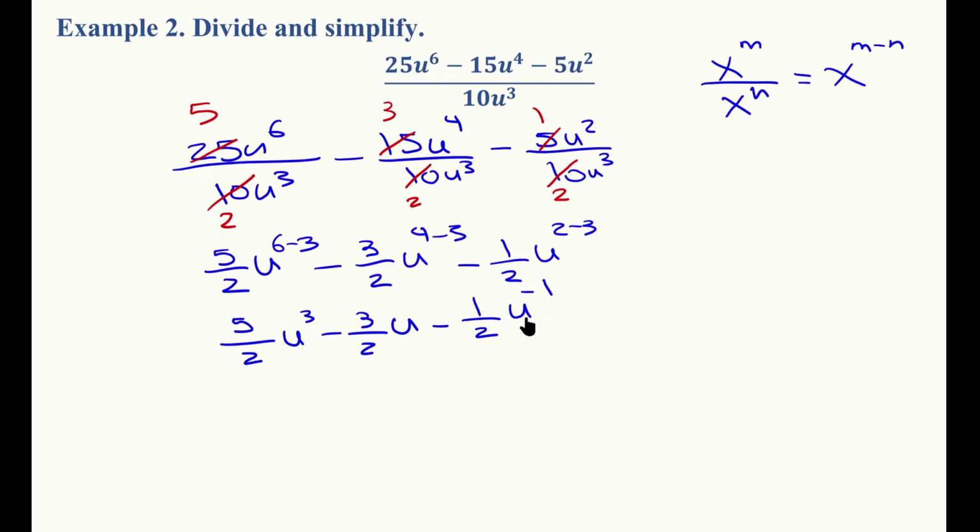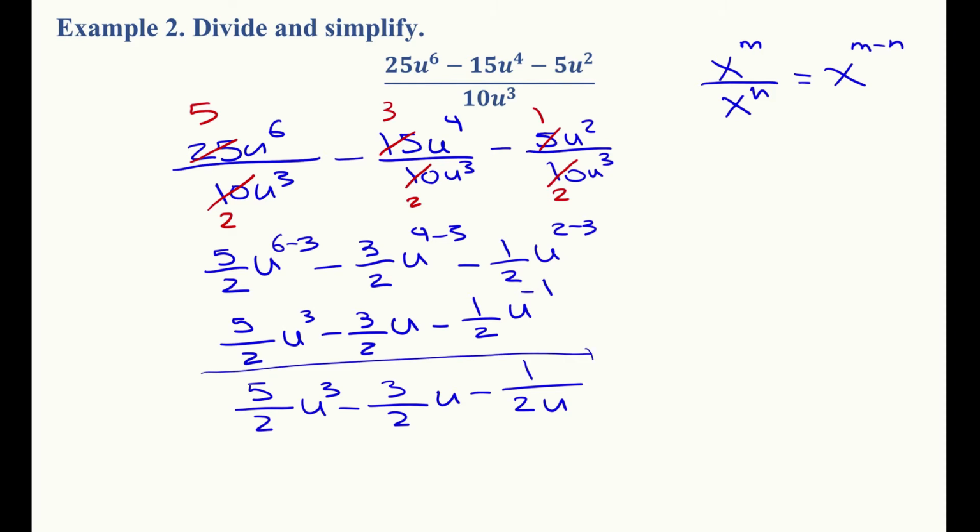So the last thing we need to do is just go ahead and move that downstairs so that it becomes a positive exponent. So finally we get 5 halves u cubed minus 3 halves u minus 1 over 2u. And that's how you handle that one.